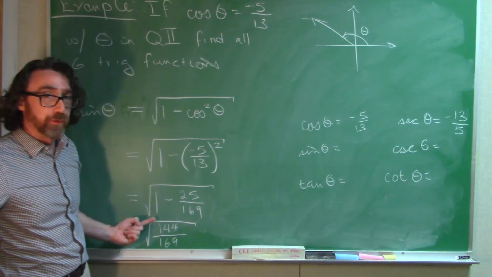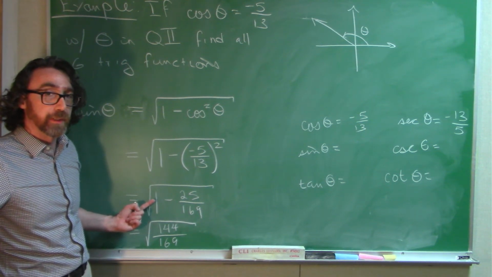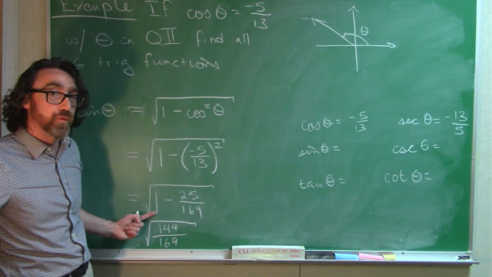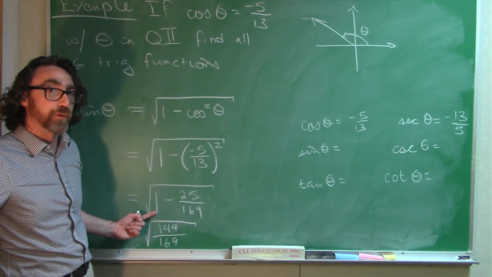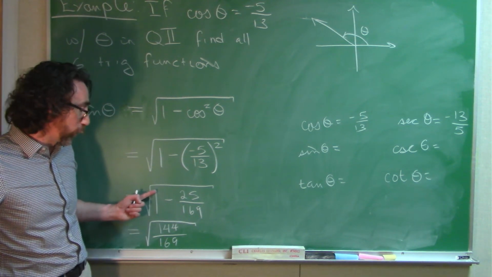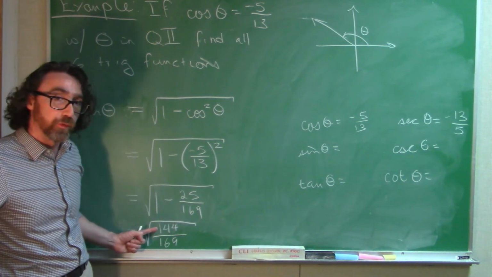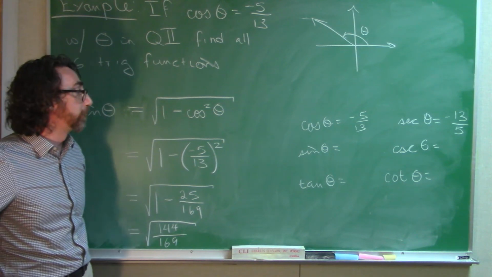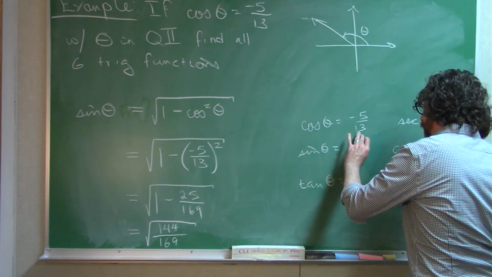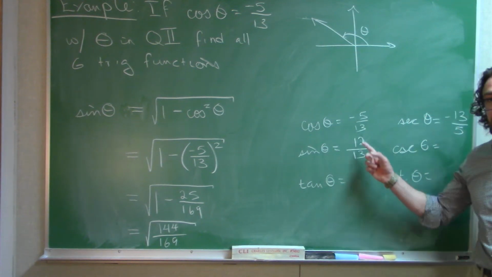Okay, now how did I get that? Well, if we're going to do subtraction, we got to get a common denominator. We turn this into a fraction with the same numerator and denominator. It's 169 over 169. That's how we rewrite the 1 so that we can do the subtraction. Okay, so this becomes 169 over 169. 169 minus 25, 144. Okay. And square root of 144, that's 12. Square root of 169, that's 13. So sine theta is 12 over 13.